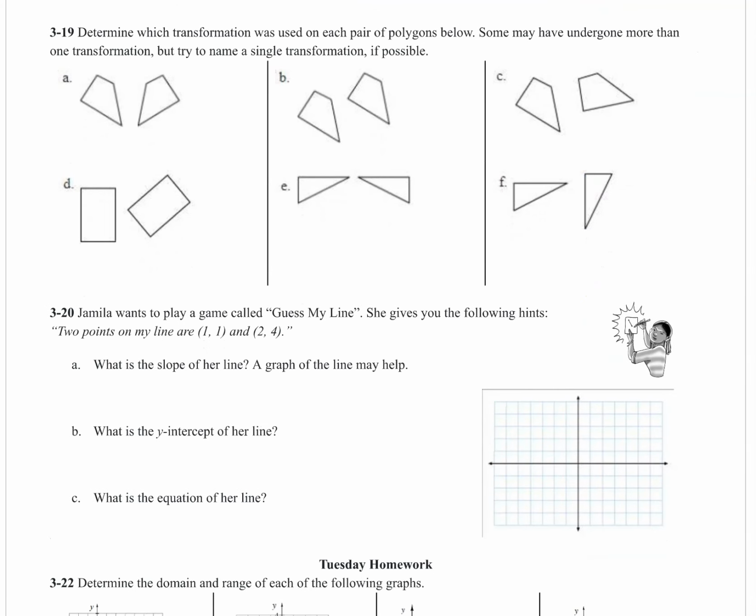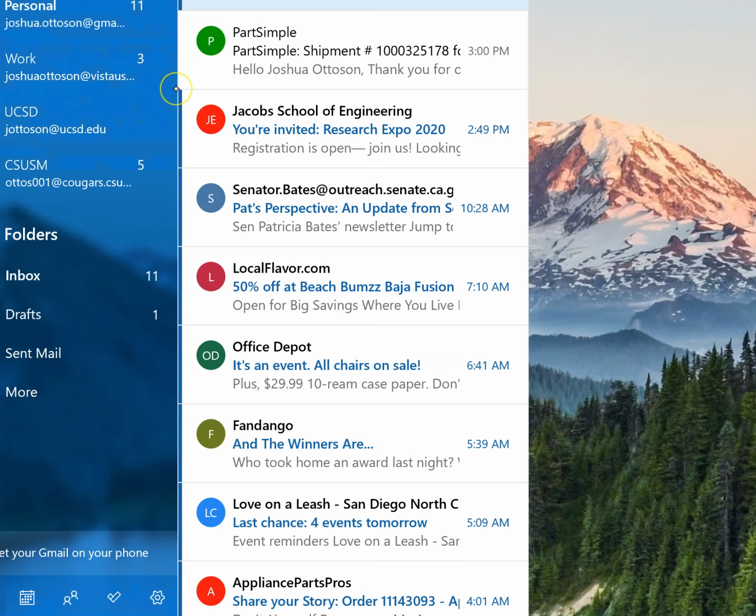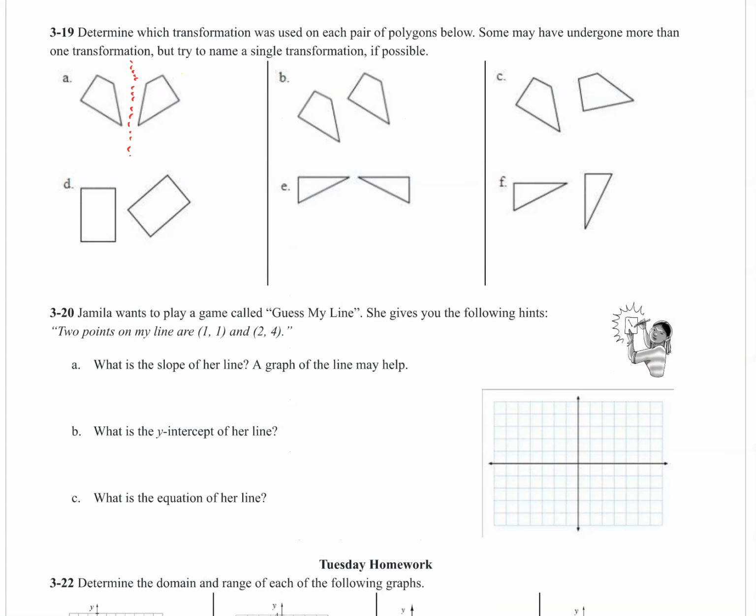319. Determine which transformation was used on each pair of polygons. So I know we really didn't go over this yet, but maybe you remember it from middle school. When you have a mirror image, a mirror image is called a reflection. And that is one that looks like a mirror image. This one just gets moved over. So when it gets moved, that's called a translation.